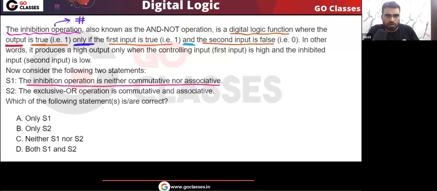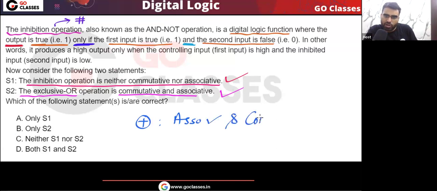So neither commutative nor associative, this statement is correct. What about the next one? As to exclusive OR, that is commutative and associative. Yes, that is correct. We already know the XOR operation is associative and commutative. It has both the properties. So which statements are correct? Both statements S1 and S2 are correct. Is this clear? Please tell me.